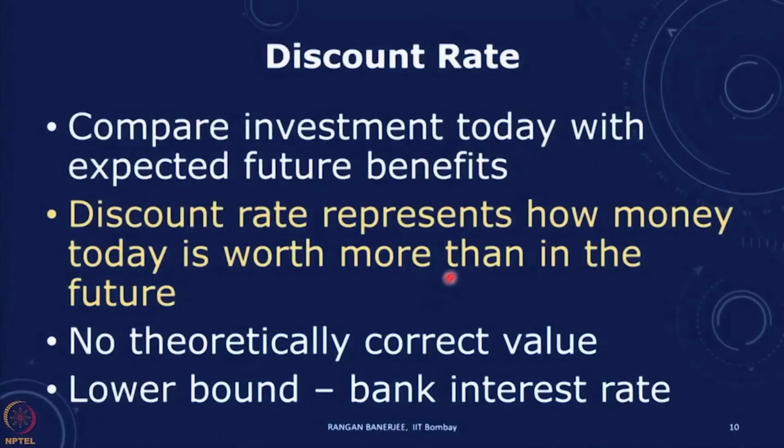So, the discount rate represents how money today is worth more than money in the future. There is no theoretically correct value. It reflects the scarcity value of capital. It also reflects how you treat future risks, and what your risk aversion is. The lower bound will of course be the bank interest rate, so you will expect at least the minimum bank interest rate. But in societies where capital is scarce, in developing countries, you usually have a higher discount rate.